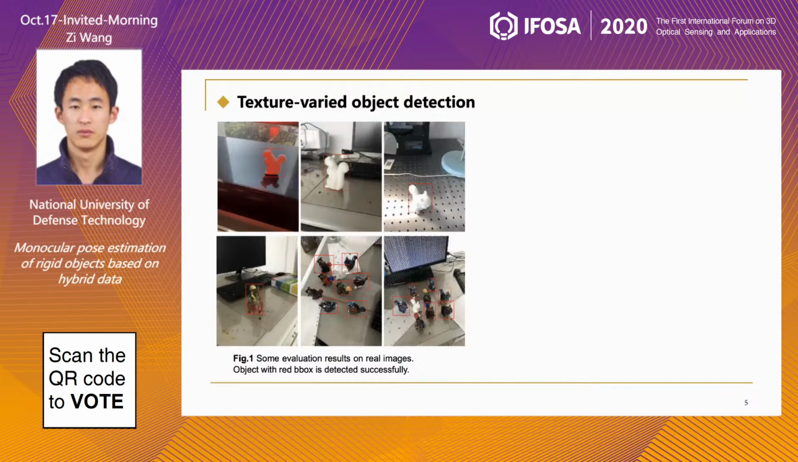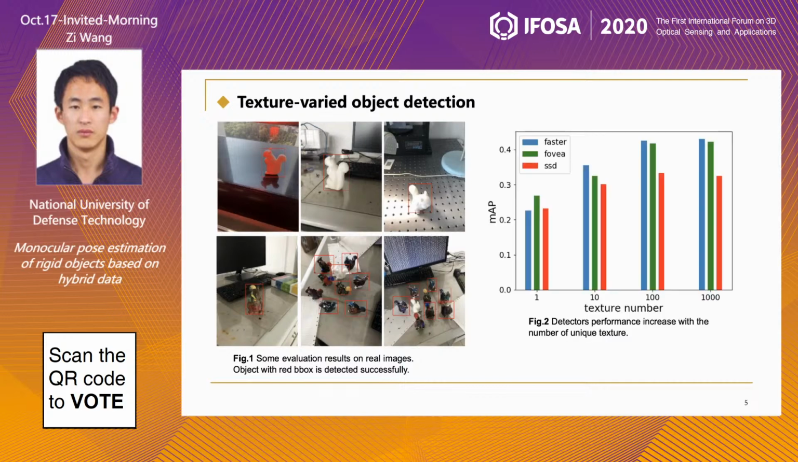We 3D printed the 3D model and got several squirrel objects, which we painted in various colors. We collect the object images in a disorganized environment with varying lighting conditions. 417 images are collected, and we test our approach with 3 detectors with different structures, including Faster RCNN, SSD, and FCOS. Figure 2 illustrates that the performance of the 3 detectors increased with the number of unique texture images, which proves the effect.